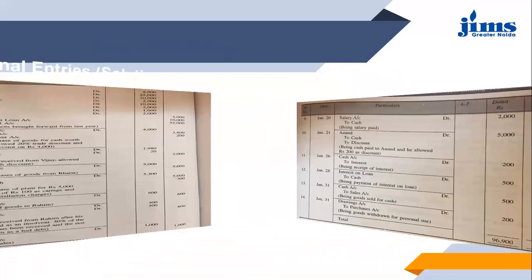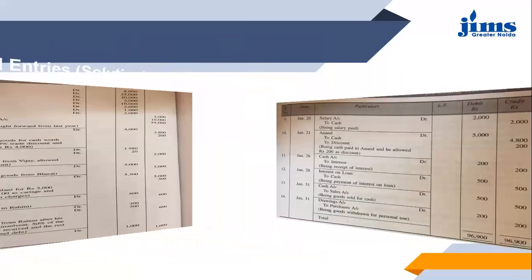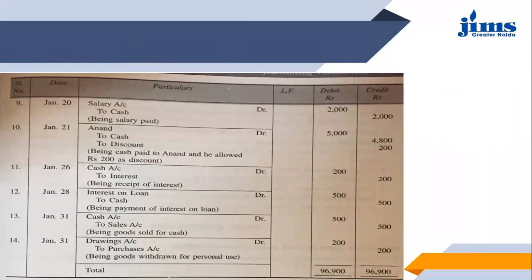Now see, in the opening entry you have credited Anand account with 5,000, and in this particular entry you have debited Anand account with 5,000 rupees. So this Anand account has been closed now with equal and opposite debit and credit. So there is no more existence, no more balance of Anand account in your books of accounts.